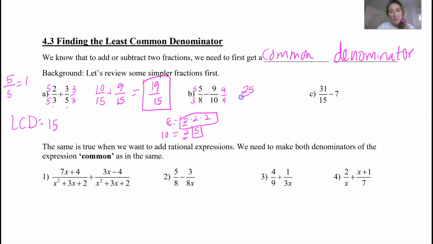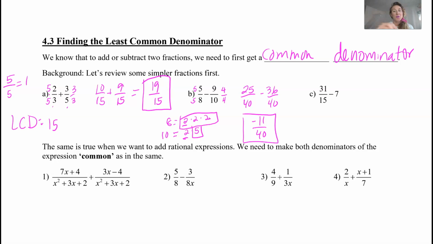So 25 over 40 minus 36 over 40, which yields negative 9 or 11. I think it's 11 over 40. Nice.